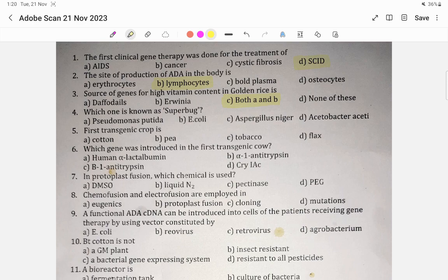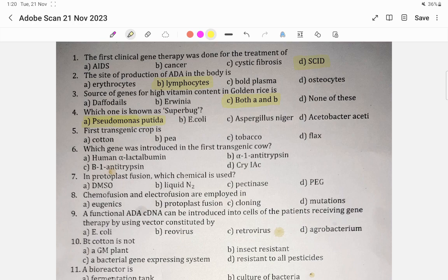Which one is known as a superbug? Again, this is outside of NCERT. The answer is Pseudomonas putida. They are used for bioremediation, for treatment of oil spillage of crude oil, because of accidental spillage from ships carrying crude oil, or purposeful intentional leakage of crude oil into the oceans. This remediation can be done by using the superbug Pseudomonas putida.